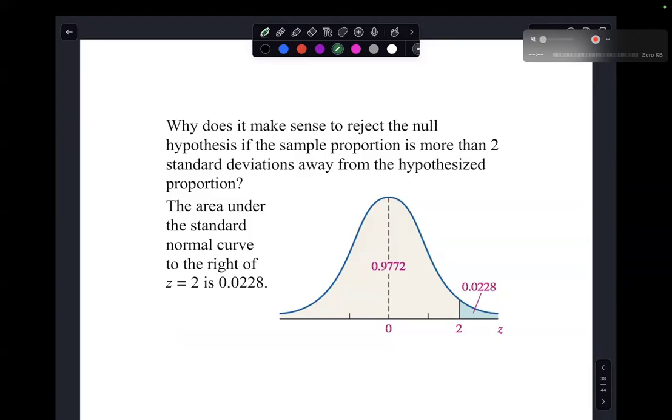Because this probability is so small, it would be really unusual to get a sample of 53.4% if the actual proportion of people who believe that you should ban cell phones while driving was 50%. Therefore, we would conclude that the actual percent of people who believe that cell phones should be banned while driving is greater than 50%. So we're rejecting the null hypothesis that 50% is true.